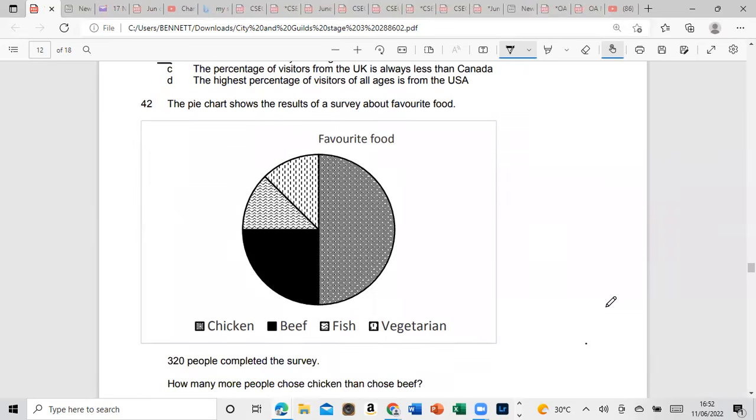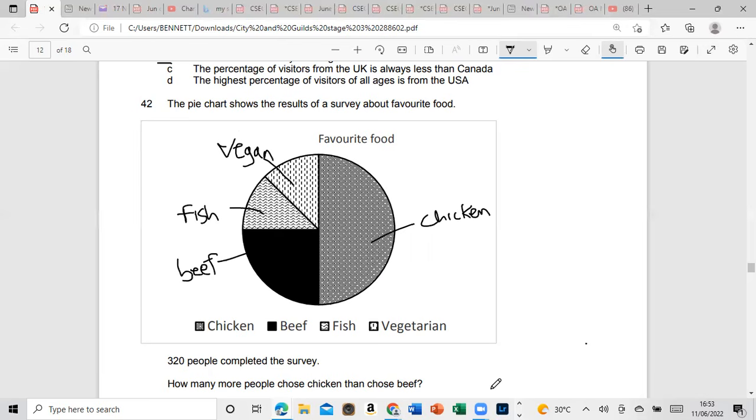Going on to the next one. The pie chart shows the results of a survey about favorite food, and it says 220 people completed the survey. So we have beef, chicken, fish, and the vegetarian. So let me see if we can understand this. This is chicken, beef, and this one looks like a piece of fish. The next one is going to be the vegetarian, we call them vegan.